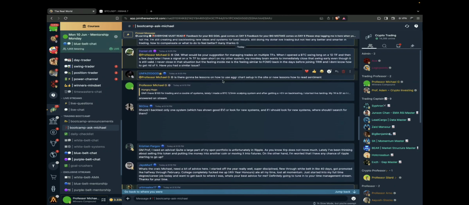What would be your suggestion for managing trades on multiple time frames? When I open a Bitcoin swing long on a daily, and a few days later I have a signal on a 1 hour to open a short on my other system, my monkey brain wants to immediately close that swing early, even though it is still valid. I never close in that situation, but the feeling inside me is similar to FOMO back in the days before joining the real world.